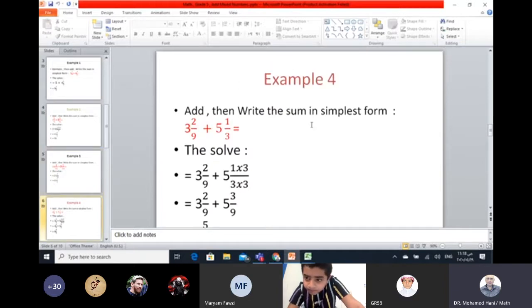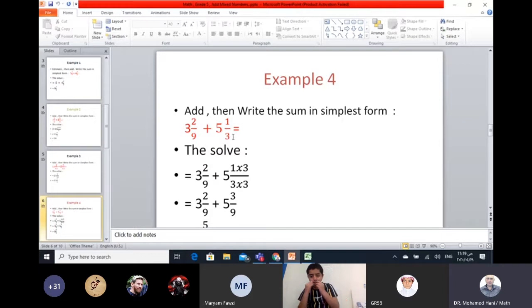Example 4: add and write the sum in the simplest form. As you see here, here we have 9, here we have 3. So I have unlike fractions, so I cannot add directly. I must change to the same denominator to be like fractions. What do I do? Find the LCD for 9 and 3. You will find the LCD equals 9.